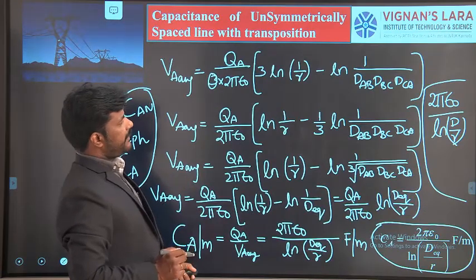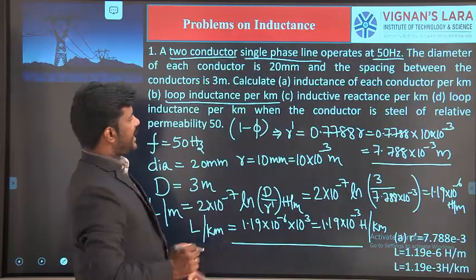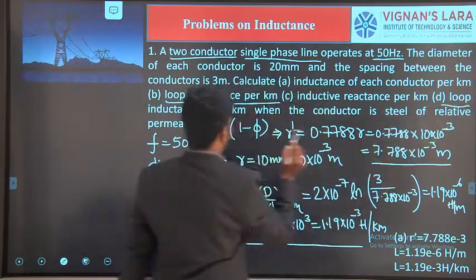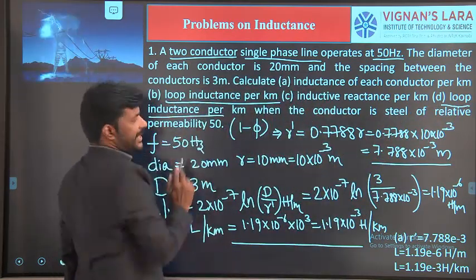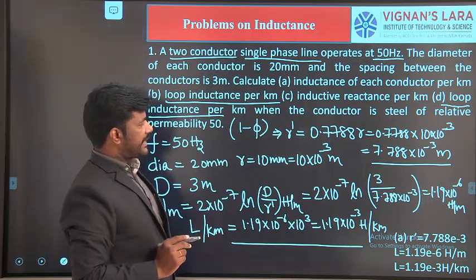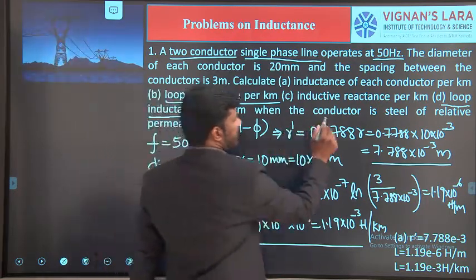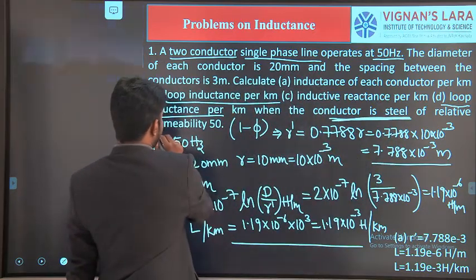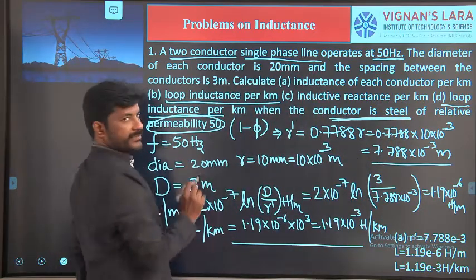What is the D bit? In the D bit they are asking us to calculate the same loop inductance. Loop inductance should be calculated for the conductor, and that conductor is made up of steel whose relative permeability is 50.